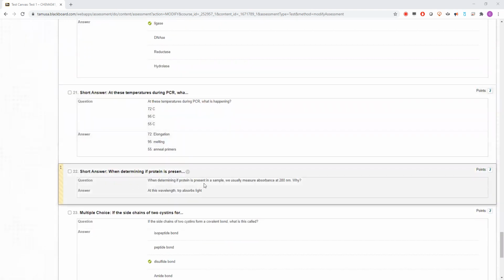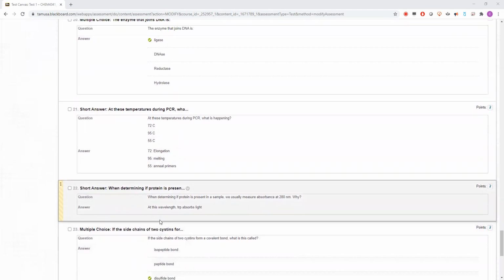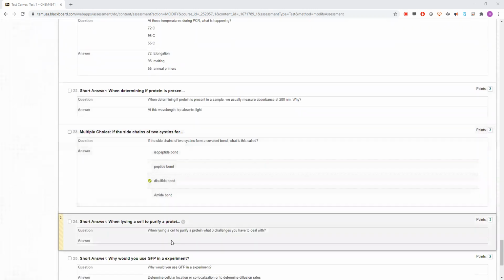When determining if a protein is present in a sample, why do we use 280? To get full points for this, you have to tell me the amino acids that were absorbing light. If you just answered because that's the frequency that proteins absorb light at, yeah, that's why it's in the question, right? That's what the question is asking, but it's saying why does it absorb light there? So cysteines form disulfide bonds.